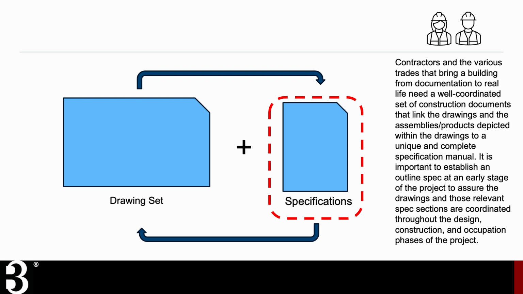The drawing set mostly represents these materials, assemblies, and systems spatially, but a well-coordinated set of drawings and details needs to be coordinated with a specification manual. So the drawings and details can represent a huge amount, but like any medium, there's certain limitations to the amount of information that can be represented in a drawing.